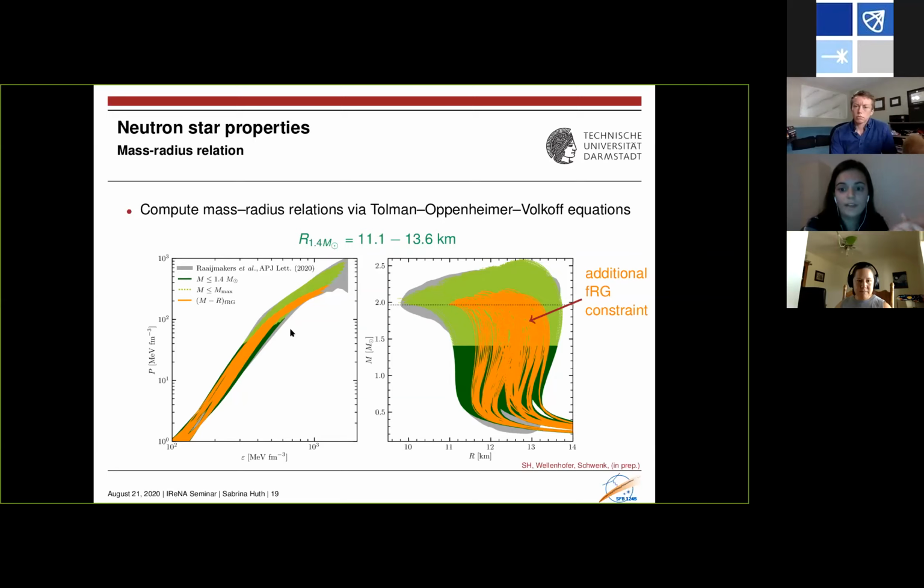And then we now also use the FRG constraint. So in orange, you see all AOS that are actually consistent with the functional renormalization group calculations for symmetric nuclear matter. And you see that if one incorporates these FRG results as a constraint, then this actually narrows down your uncertainty in the mass radius relation and in the AOS. So these FRG results can really be used as an additional constraint for the equation of state.